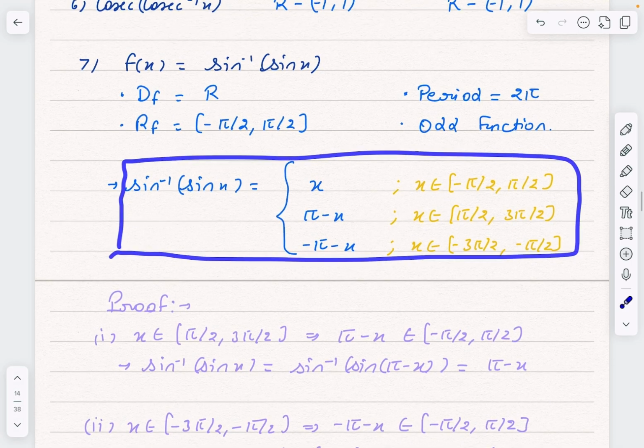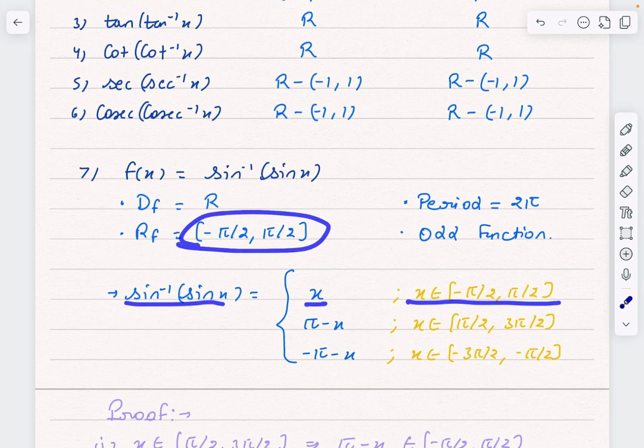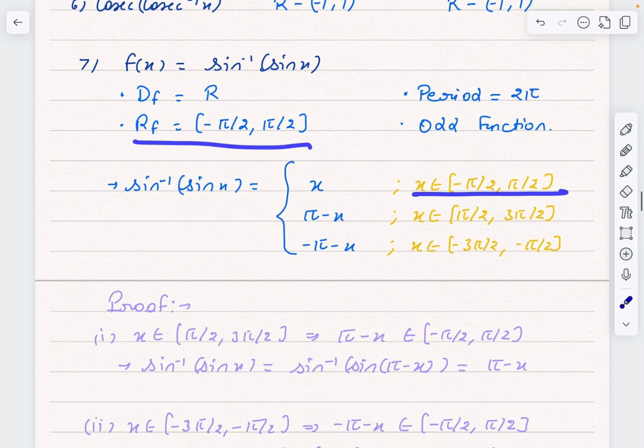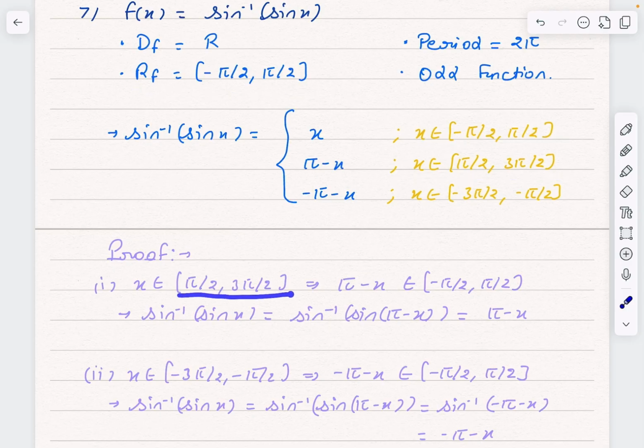See, first of all, sine inverse sine x is x when x lies in the range. Keep this in mind: whenever x lies in the range, we just cancel them out. Not exactly cancelling, but keep in mind that we are cancelling out. It will just be x, only when x lies in the range of the function. What do we do otherwise? We try to bring x in the range.